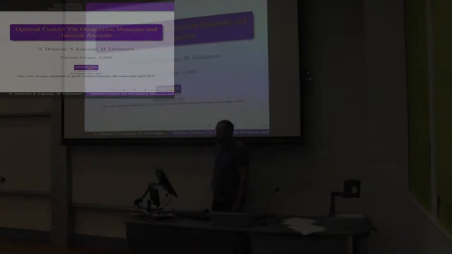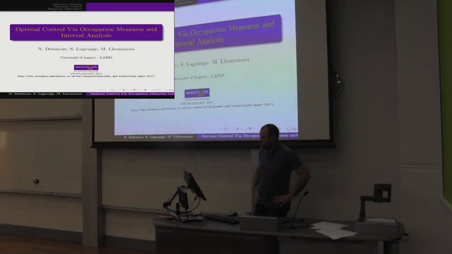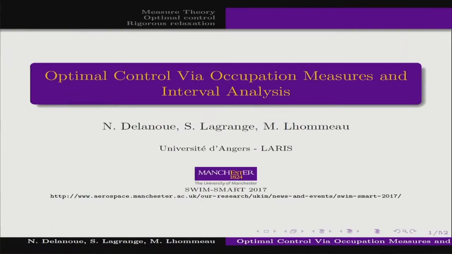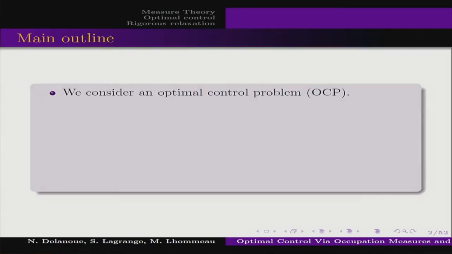I'm going to speak about a method to try to solve a lower bound to an optimal control problem, and the approach is to use occupation measures. I'm also going to recall what I mean by occupation measure. So I have two outlines for this talk. The first one is the main outline.